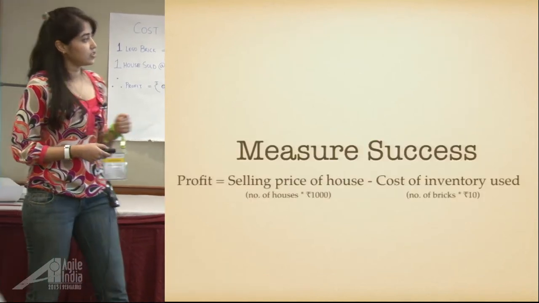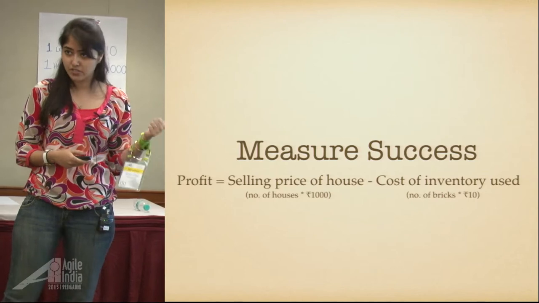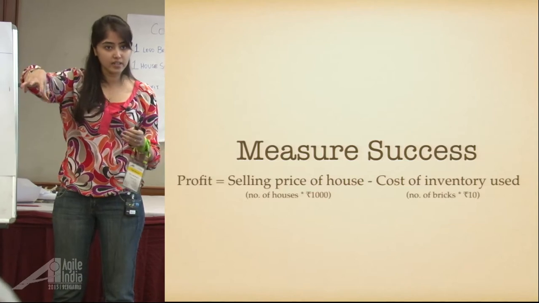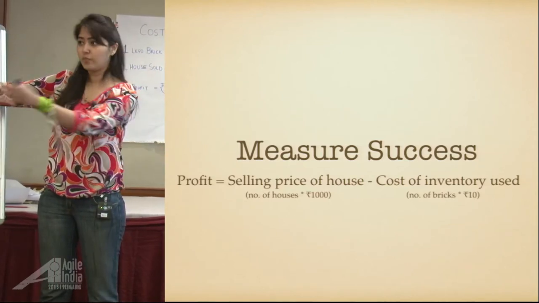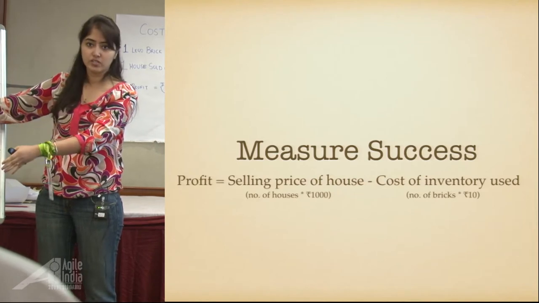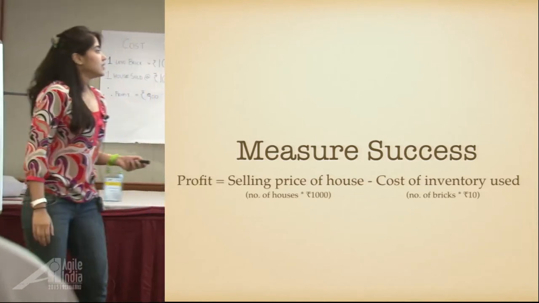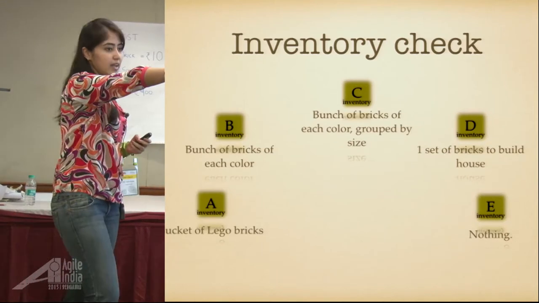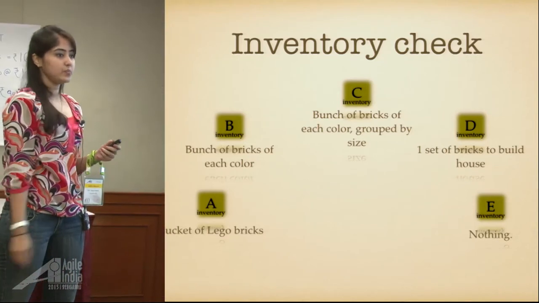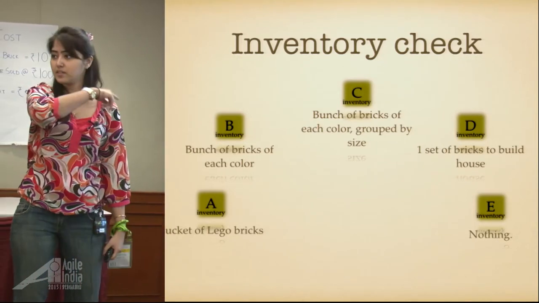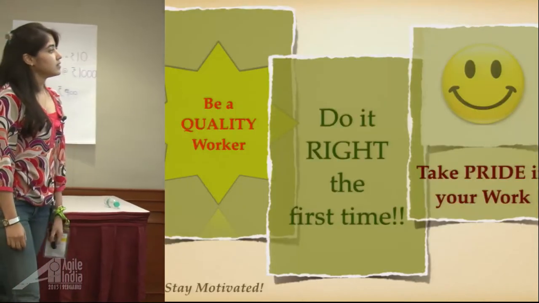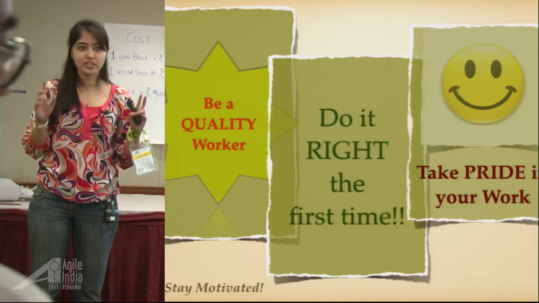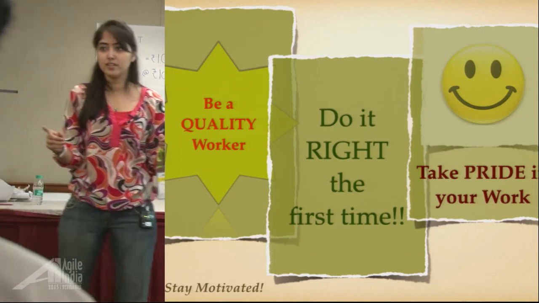At the end of each iteration, we're going to measure success, because that's extremely important. We're going to see how much cost we have incurred, how many houses actually got accepted and hence sold, and what's the profit we made. Okay, enough talk. Can each team quickly check if team A has a bucket of Lego? Yes, team B has a bunch of bricks. Everyone okay with that? Does everyone understand what they need to do? I'll give you a couple of seconds to turn around your sheets and go through it really quickly.